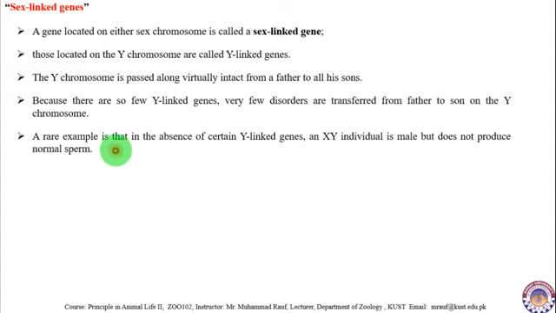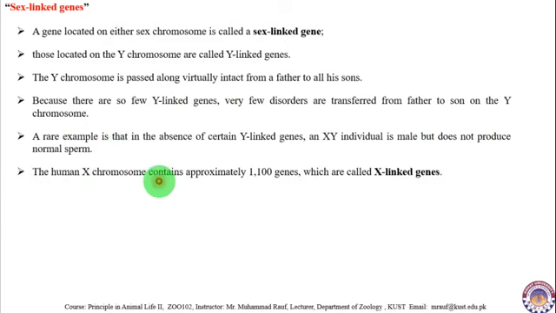A rare example is that in the absence of certain Y-linked genes, an XY individual is male but does not produce normal sperm, because already discussed Y-linked genes are responsible for determining fertility and maleness. So if a problem occurs in those genes, the only consequence is its effect on the fertility of the individual.